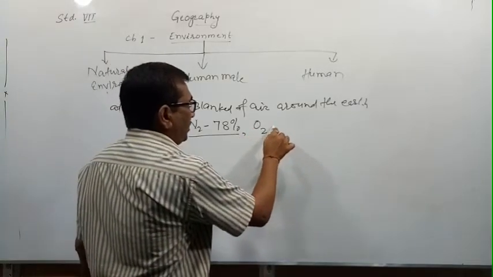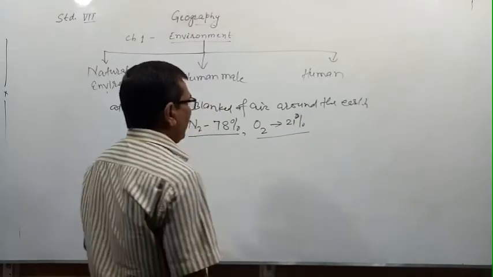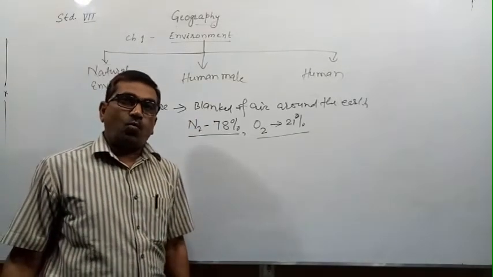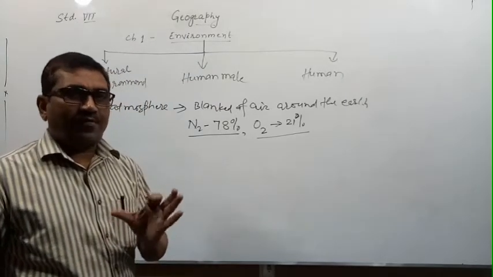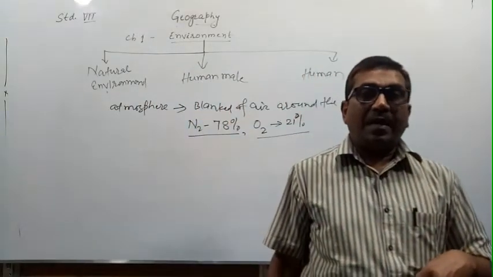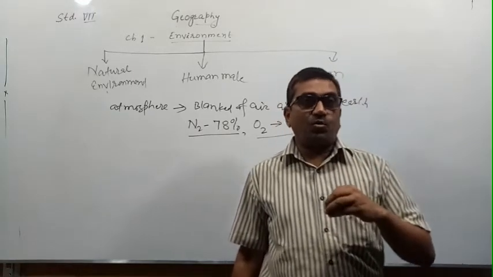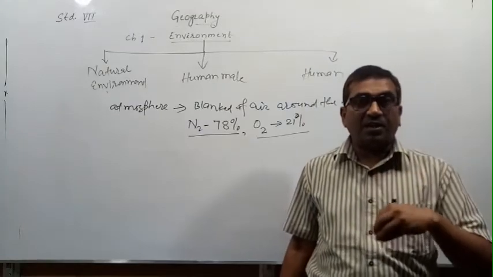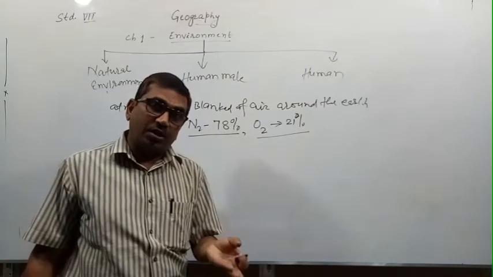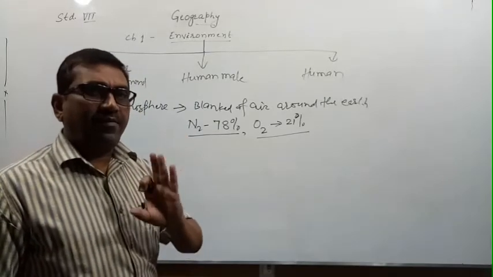Then we have oxygen. It consists of 21%. Nitrogen 78%, oxygen 21%. It also has effect because we know we inhale air, but in our body only oxygen is used. Don't say that we inhale oxygen and exhale carbon dioxide. We inhale air, we exhale air. Their compositions differ a little bit.